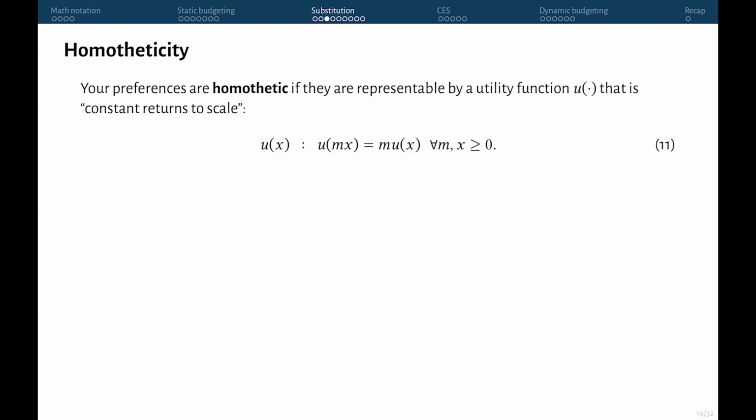Now, your homothetic preferences will also be representable by utility functions that are not constant returns to scale, right? You can just take any transformation of this. You can take a square root of u of x or something, and then you'll pull out the m. You'll get an m to the 1/2 here. That's not going to be constant returns to scale. So it doesn't need to be that any utility function representing these preferences is CRS. It just needs to be that there is some utility function that can represent the preferences which is CRS.